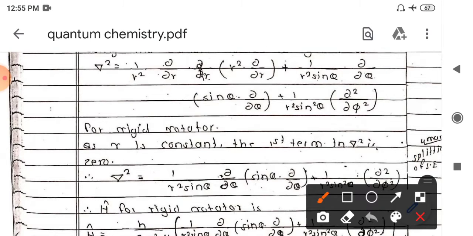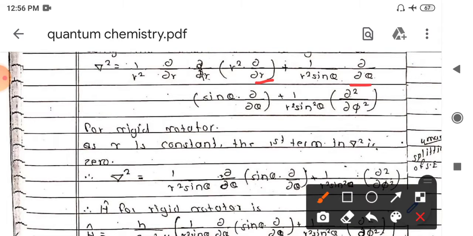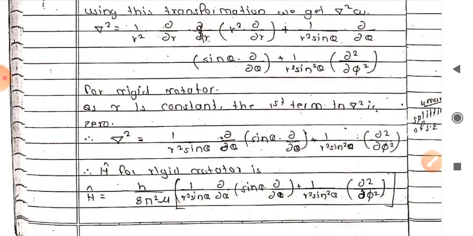Okay, so once we have substituted the values for x, y and z and differentiated that equation with respect to the various variables, we will get the general form of the grad square, the spherical polar coordinates equation. Just try to remember this whole equation. There are three terms: with respect to r, with respect to theta, and with respect to phi. So we have differentiated the given wave equation with respect to all three spherical polar coordinates.